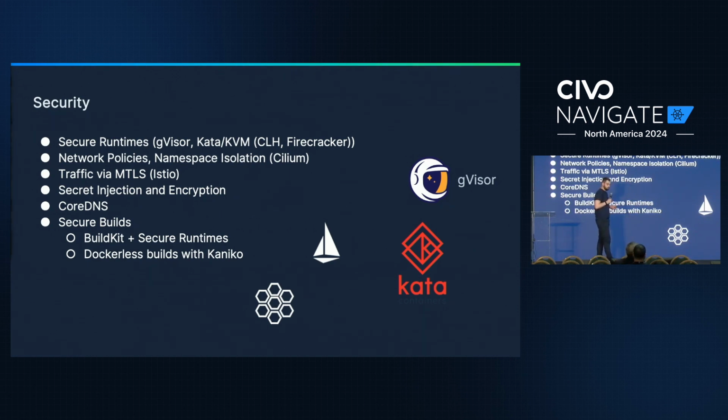Network policies delivered through Cilium allow us to secure our network so that traffic is encrypted and that certain projects can't communicate through the network and attack each other. Traffic through mTLS is delivered with Istio to ensure that all traffic is encrypted in transit with mTLS.